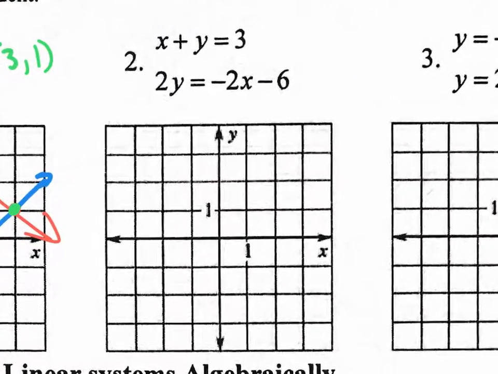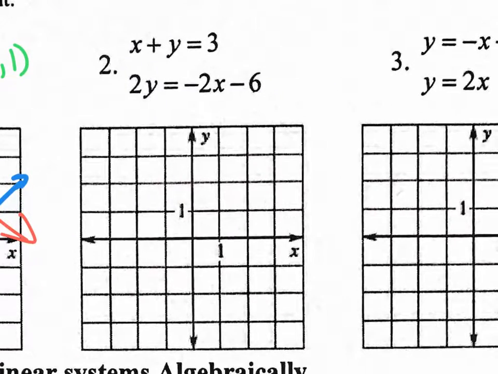Number 2, the problem with number 2 is that it's not in y equals mx plus b form, so we have to do a little bit of work here. Subtract x. Our new equation is going to be y equals mx plus b, which is negative x plus 3. That'll cross the y-axis at 3. Put a dot there, and from that point, what's my rise and my run? Down 1 over 1. Down 1 over 1. So I draw my line. Let's move on to the bottom equation.